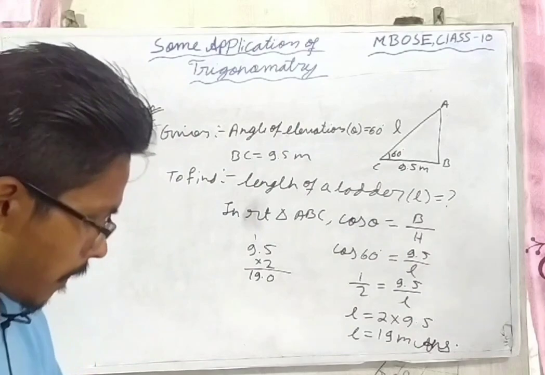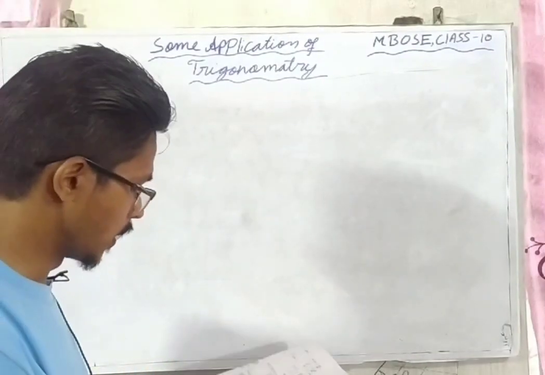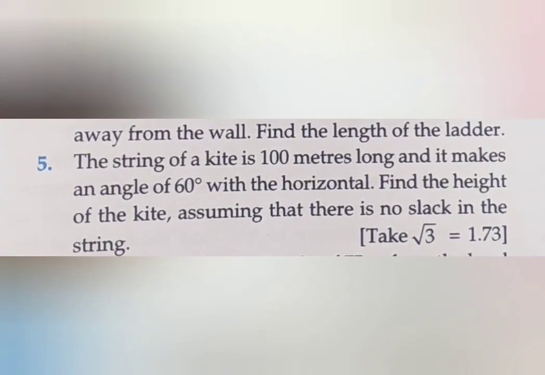Now let's move to the next question, number 5. In question number 5 it is given: the string of a kite is 100 meters long and it makes an angle of 60 degrees with the horizontal. Find the height of the kite, assuming that there is no slack in the string.